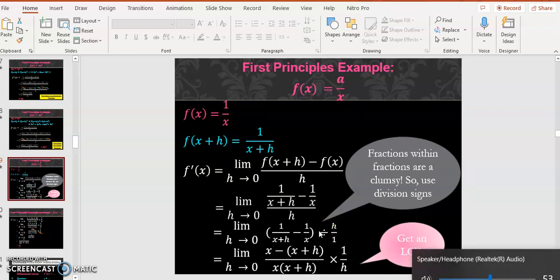Today we are continuing with what we're doing on differentiation from the first principle.